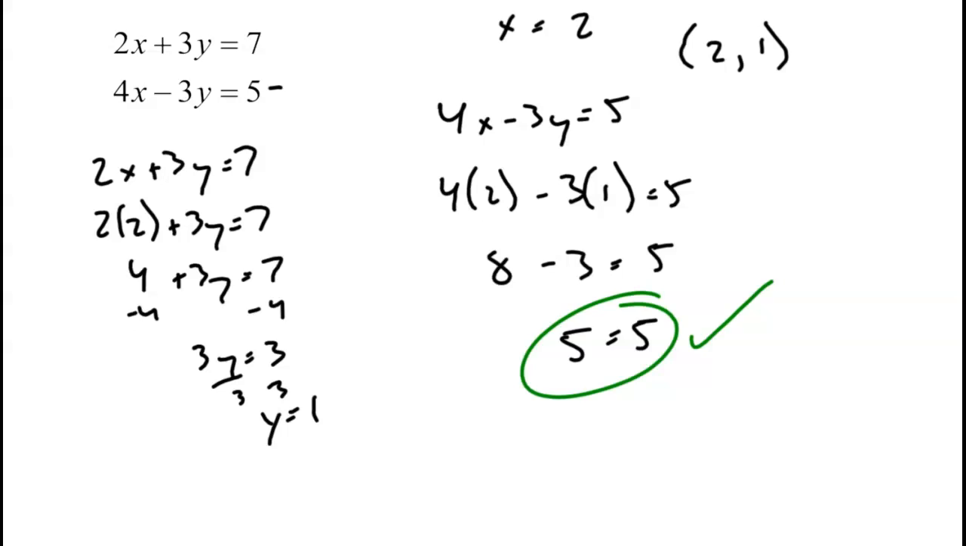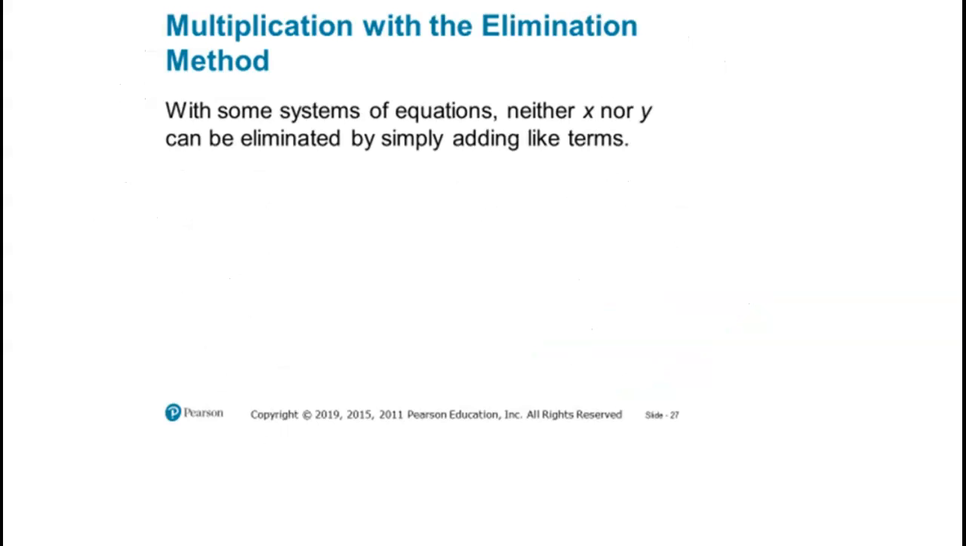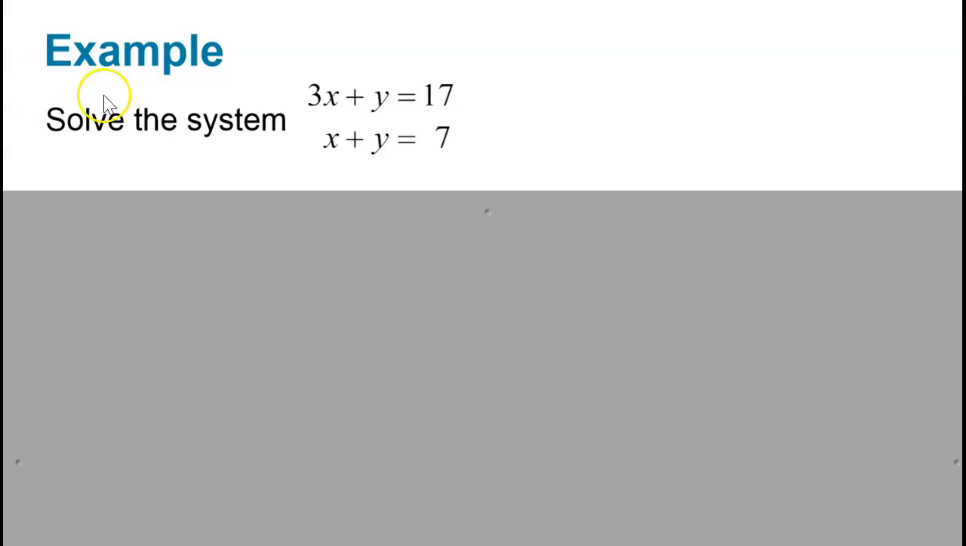All right, let's do this a little bit differently. We're going to use multiplication along with the elimination method. Just remember, the key is that what you do to one equation, you have to do to the other. Then we're just going to solve it.